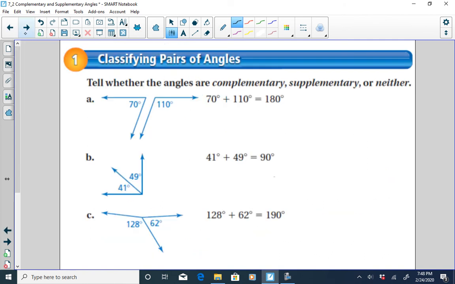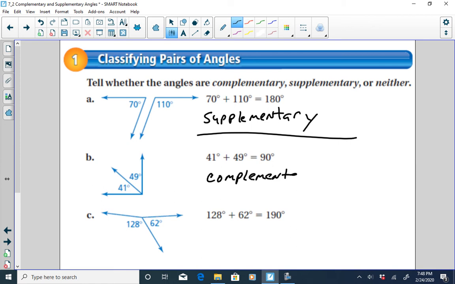Okay? So let's take a look at our first examples. Tell whether the angles are complementary or supplementary or neither. Well, 70 plus 110 is equal to 180, so those angles would be supplementary. Alright, let's take a look at our next example. We have 41 degrees plus 49 degrees. 41 plus 49 equals 90, so those angles are complementary.